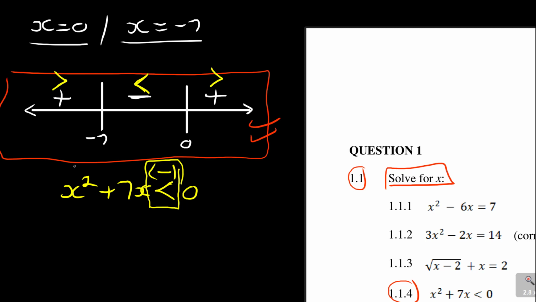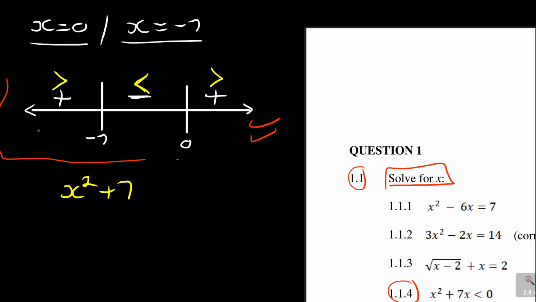Since this question is asking us to focus on something that is less than 0, because it says 7x is less than 0, they want us to focus on less than. This is the region that I'm interested in. So how do I write my answers? The answer that I'm looking for is between minus 7 and 0. This is the between that I'm looking for.